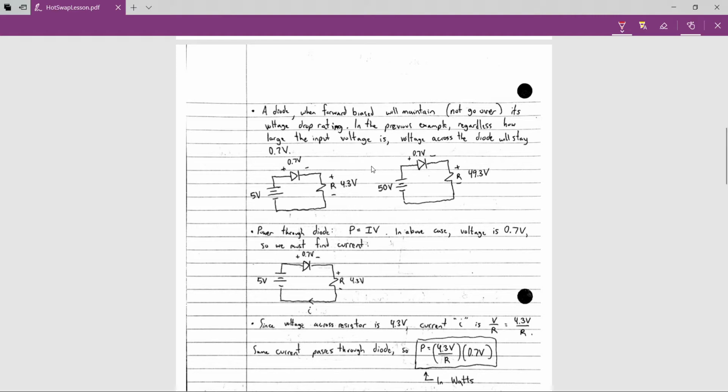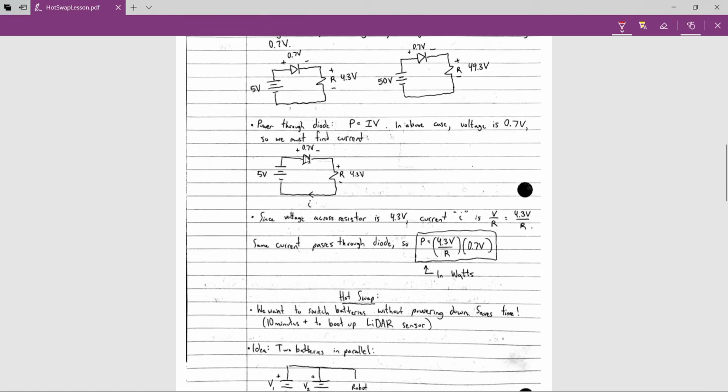Here I have 2 examples. This is the one that I just showed you before, 5 volts, and then I would have a 0.7 volt drop here, and I'm left with 4.3 across this resistor. In this case, if I have 50 volts here, this diode is still going to be forward biased. It's still going to maintain that 0.7 volt drop. And so now I have 49.3 volts going across this resistor.